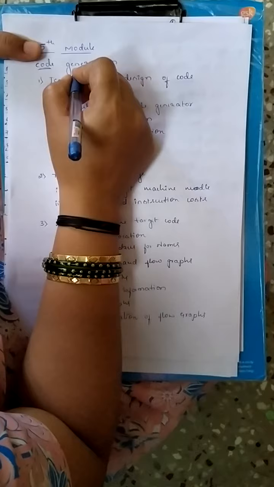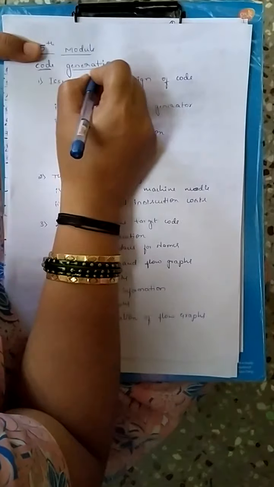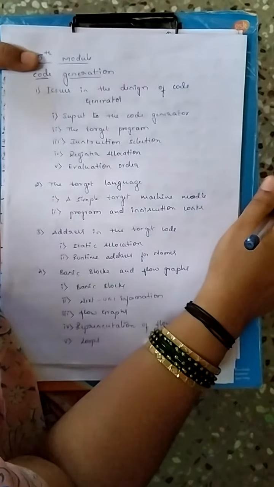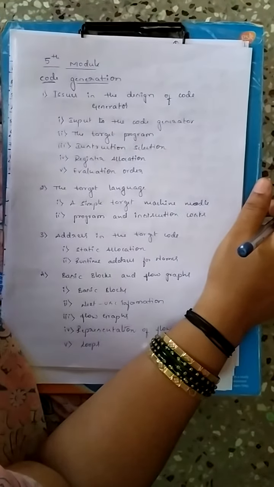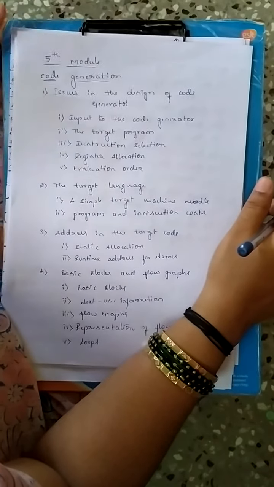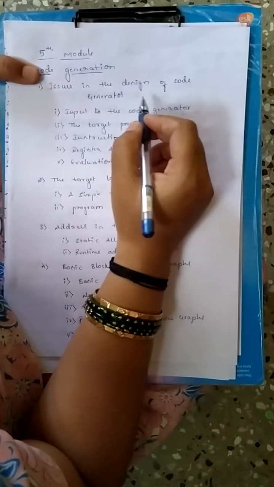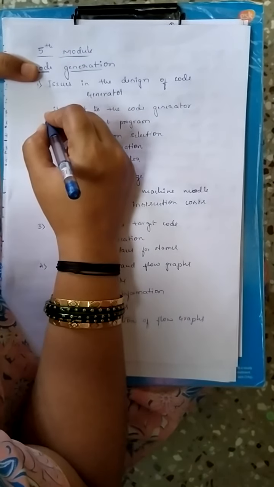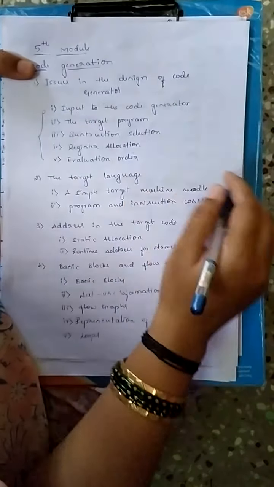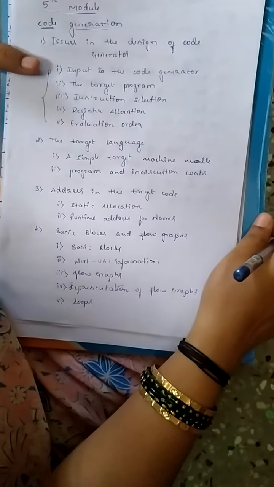Next module is the code generation, and the last module also the code generation. So far we discussed all the phases of the lexical analysis. So first we will see the topics in the code generation. The first topic is issues in the design of the code generator. In this we are going to discuss all these 5 different issues in the design of the code generator.